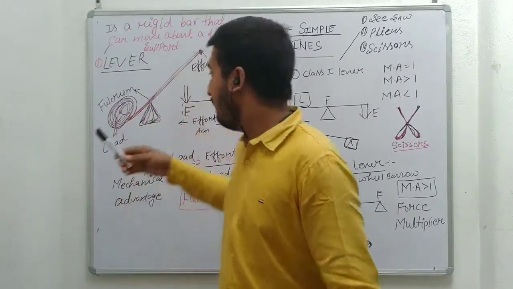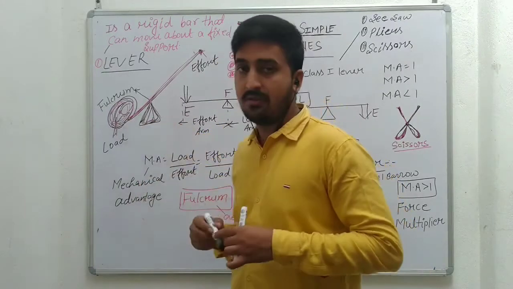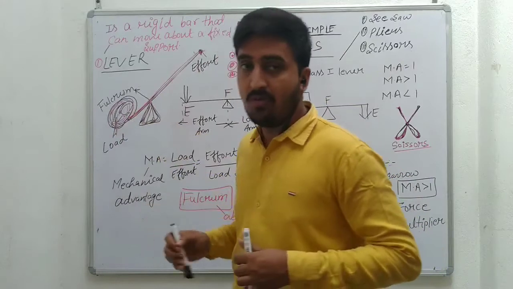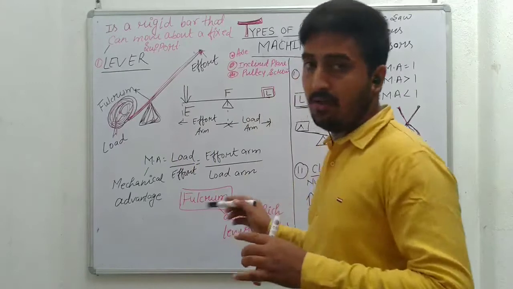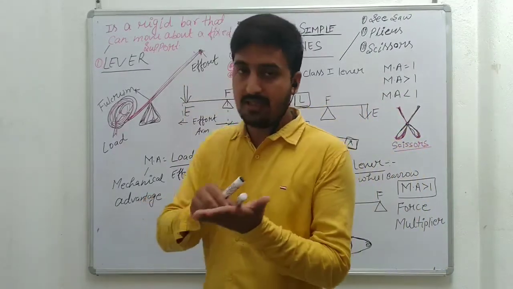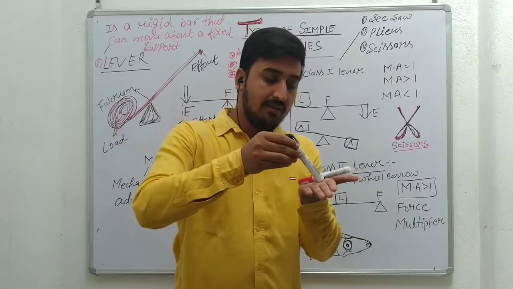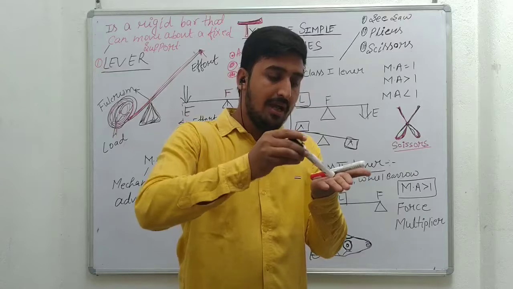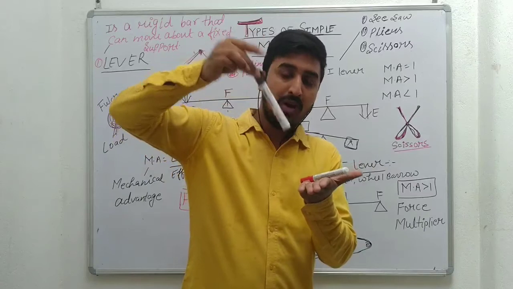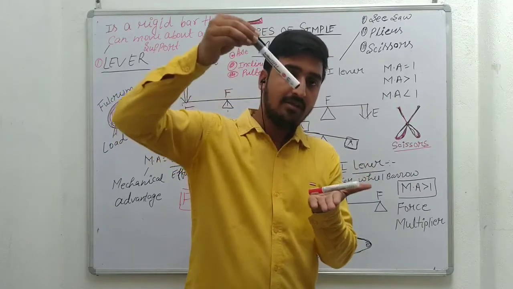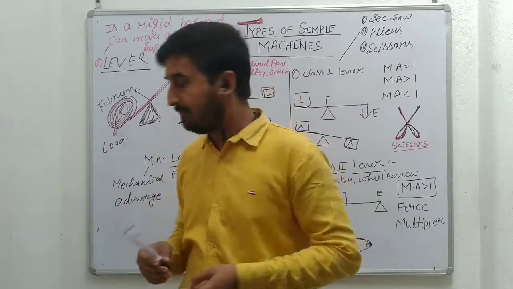First of all, effort is the point from which we are applying force. Load is the output work, whatever we want as output, and fulcrum is the point about which the lever rotates. Suppose we have one object and we are going to lift it. This is the point about which this lever rotates, that is the fulcrum. The point where we apply force is the effort, and the point where the object lifts is the load.